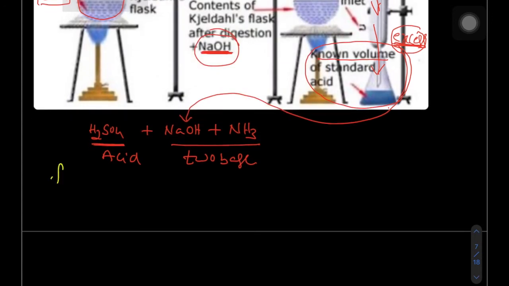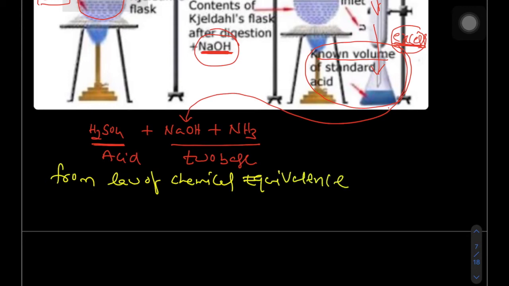So now from the law of chemical equivalence. What is the law of chemical equivalence? Total number of equivalents of acid will be equal to total number of equivalents of the base. How much of acid will be present, same amount of base must be present for the complete neutralization.